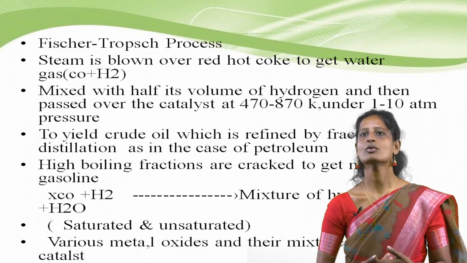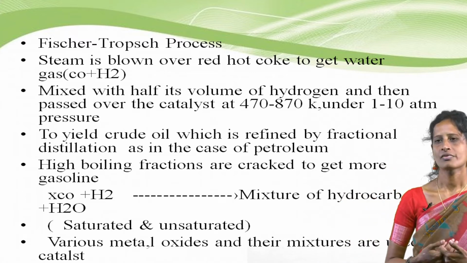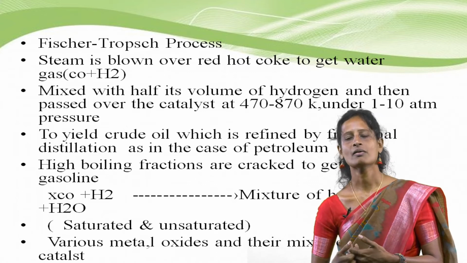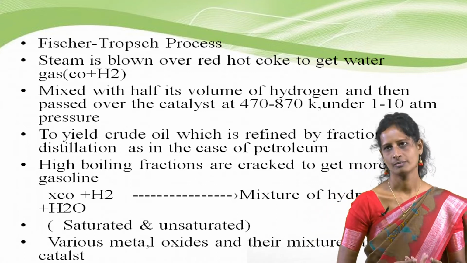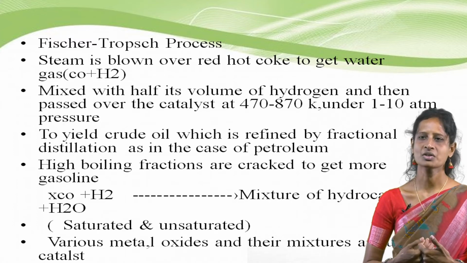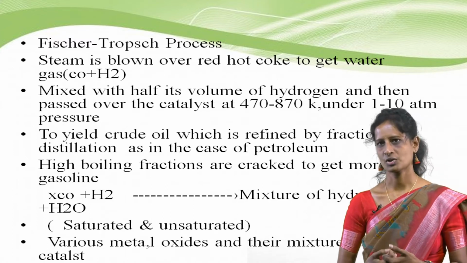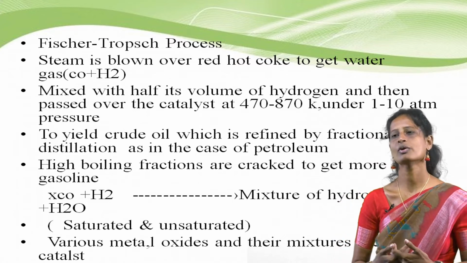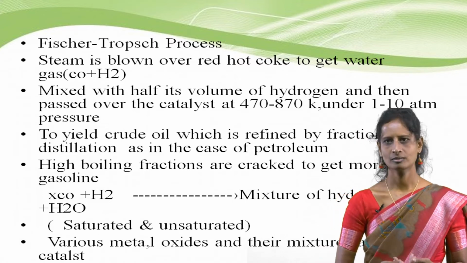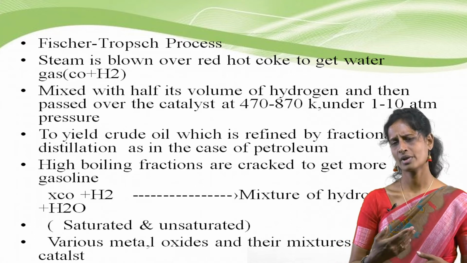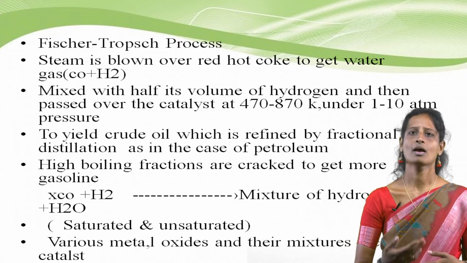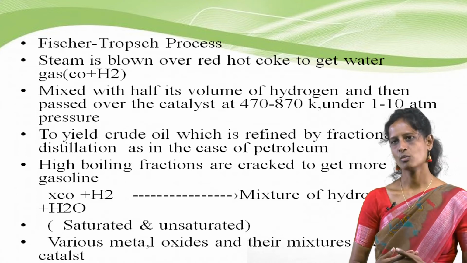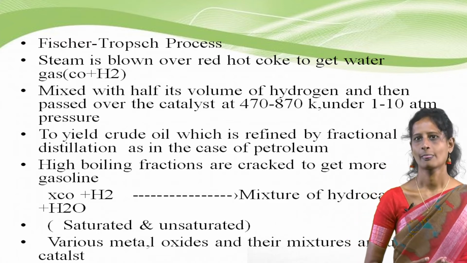The next point is that this yields crude oil, which is refined by fractional distillation as in the case of petroleum. The main concept is that in all these processes we use crude oil, which is refined by fractional distillation. Next, the high boiling fractions are cracked into more gasoline. We have already seen that we convert higher molecules into lower molecules; here also we use the higher boiling fraction to get more gasoline.